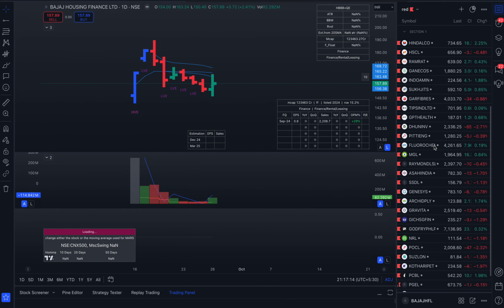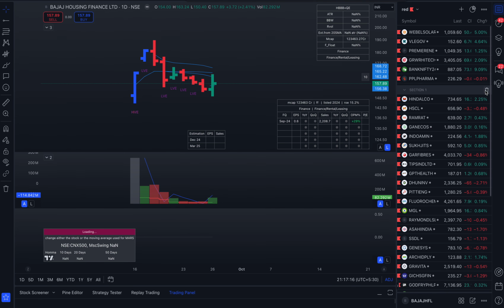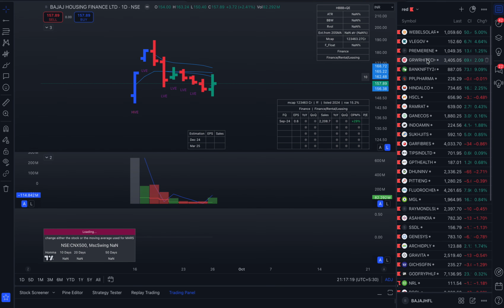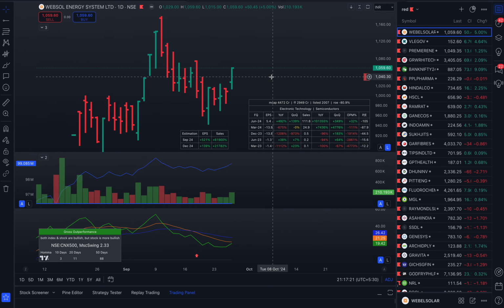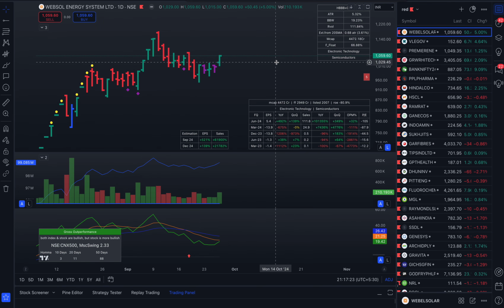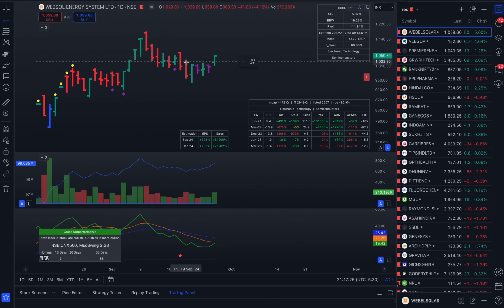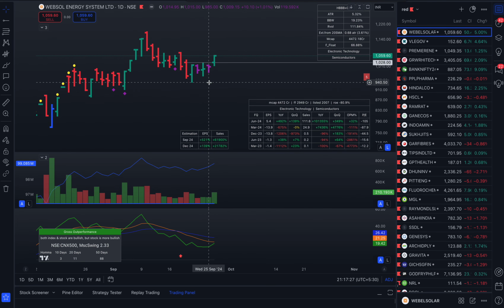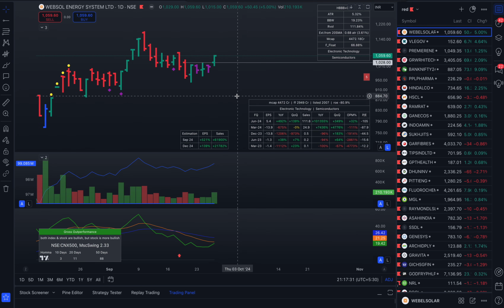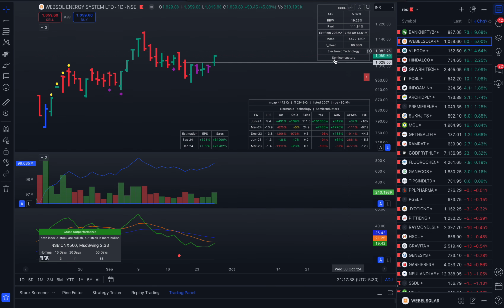So until yesterday, these were some of the names which were looking good. One of the names was Web Solar. So Web Solar, if you see, this morning one of the first alerts was on Web Solar, because till yesterday it was a very good sideways action. Then this morning, when the market opens at 9:07 in the pre-market, where buying already happens, you know which stocks are strong.